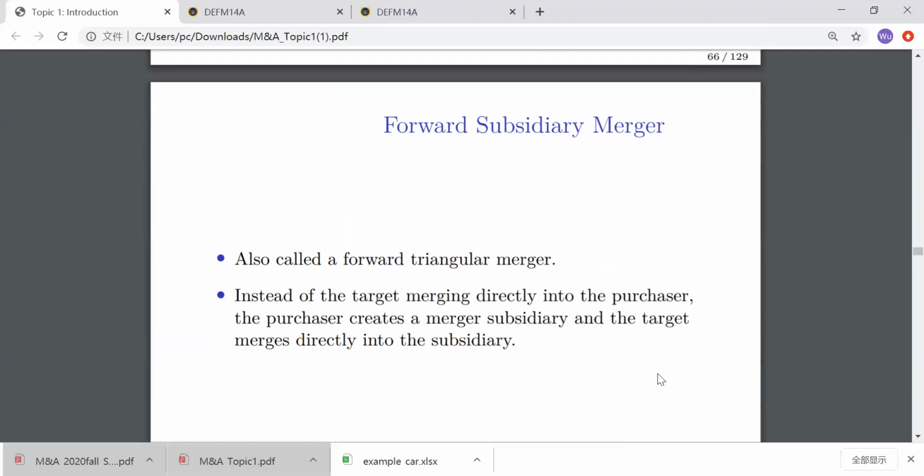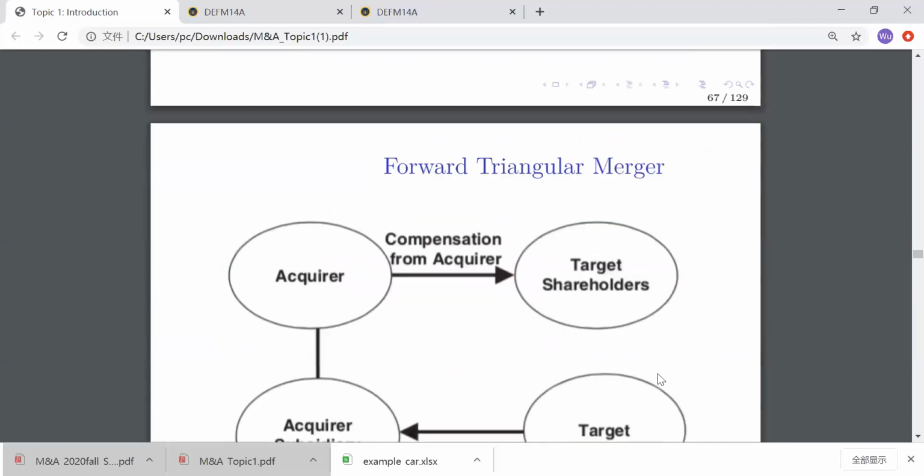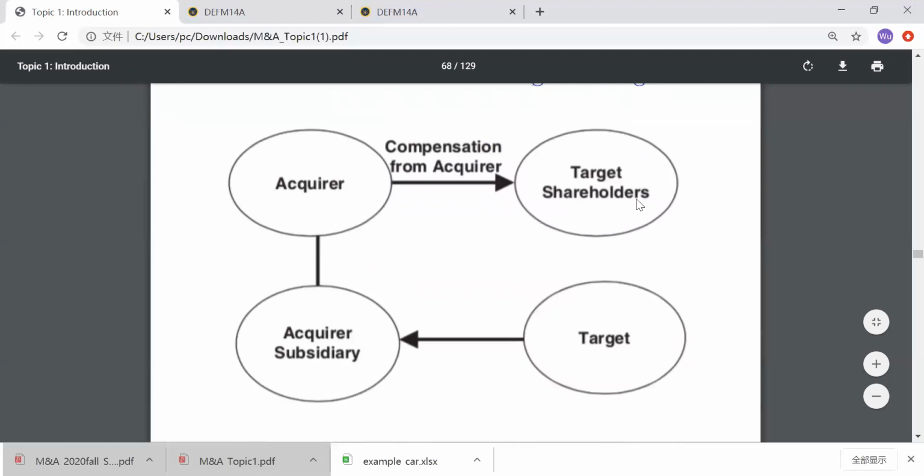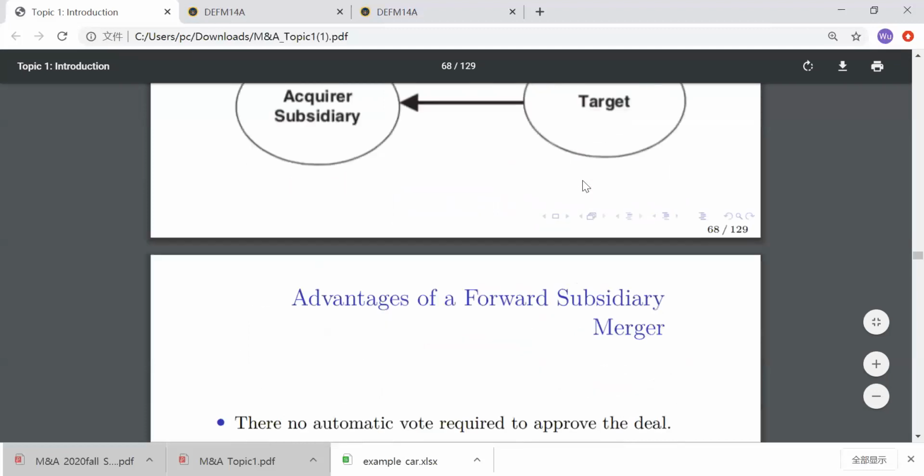Another type of merger is called a forward subsidiary merger. That's also called a forward triangular merger. What happens is that instead of the target merging directly into the buyer, the buyer creates a subsidiary, and the target merges directly into the subsidiary. So this is a forward subsidiary merger. And this is the graph that shows the process. Basically, the target shareholders and the acquirer shareholders are here, the target company merges into the subsidiary of the acquirer, and the acquirer pays the compensation to the target shareholders.